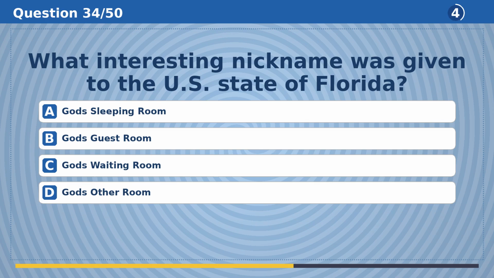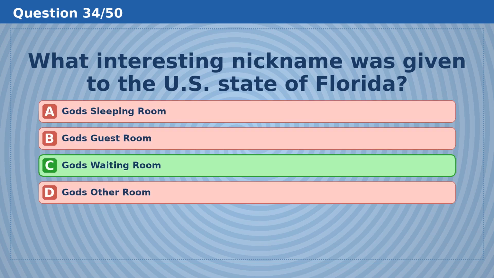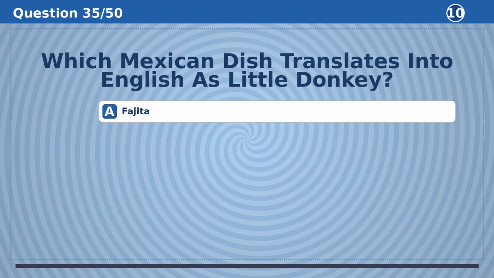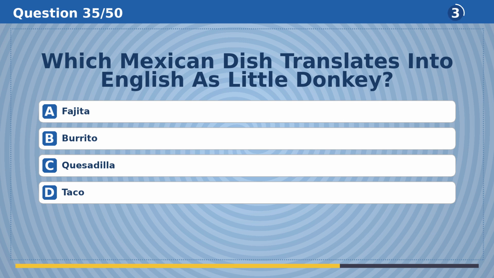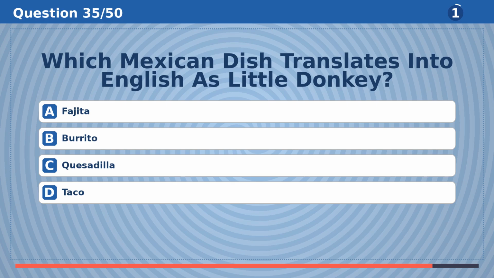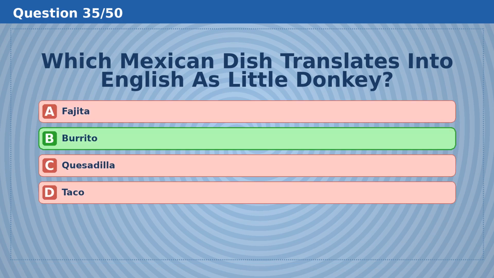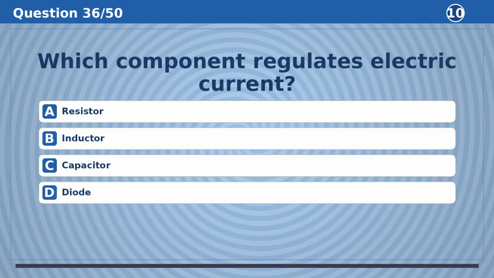What interesting nickname was given to the U.S. state of Florida? The answer is C, God's Waiting Room. Which Mexican dish translates into English as Little Donkey? The answer is B, Burrito.